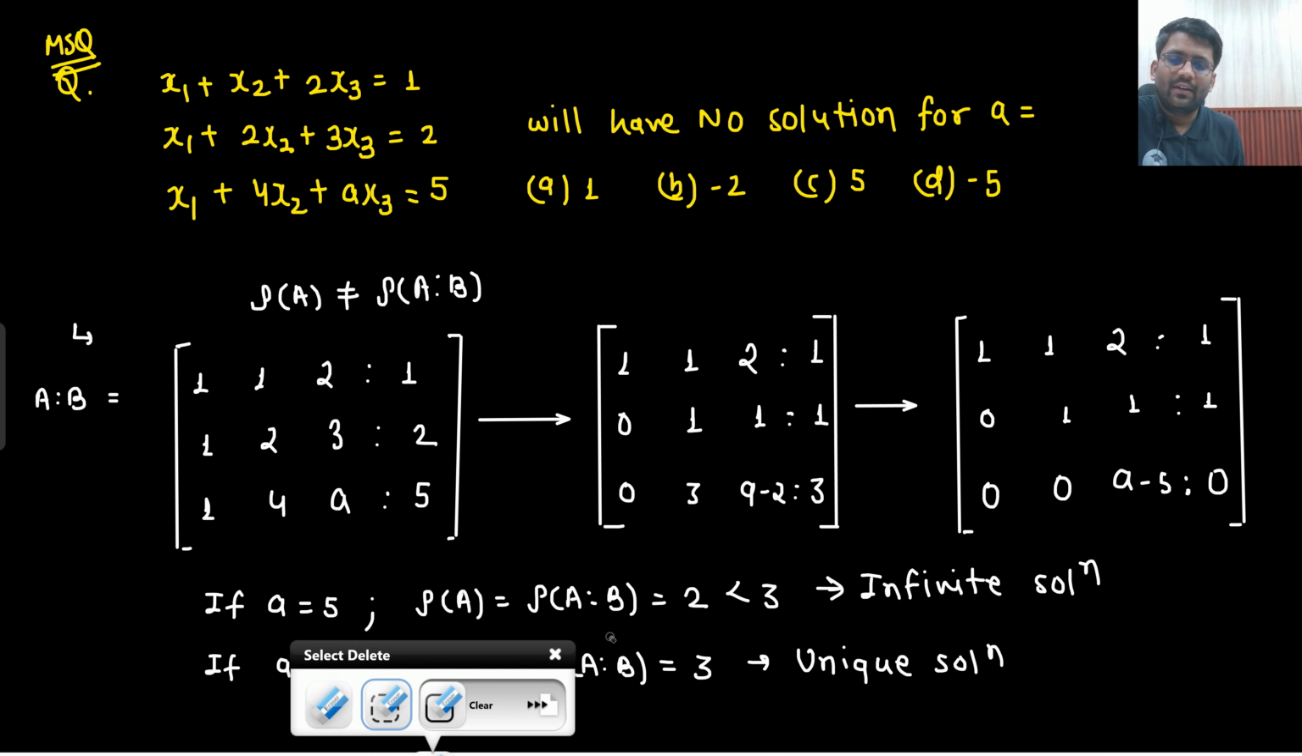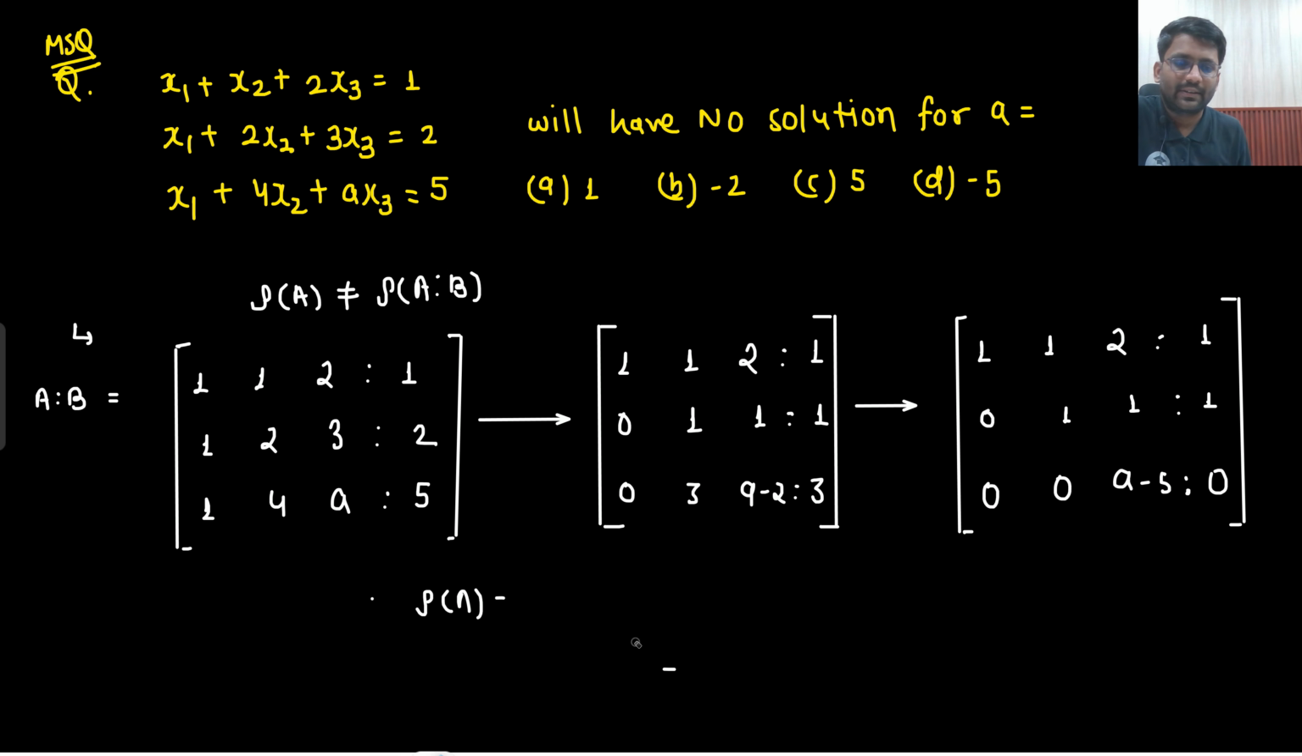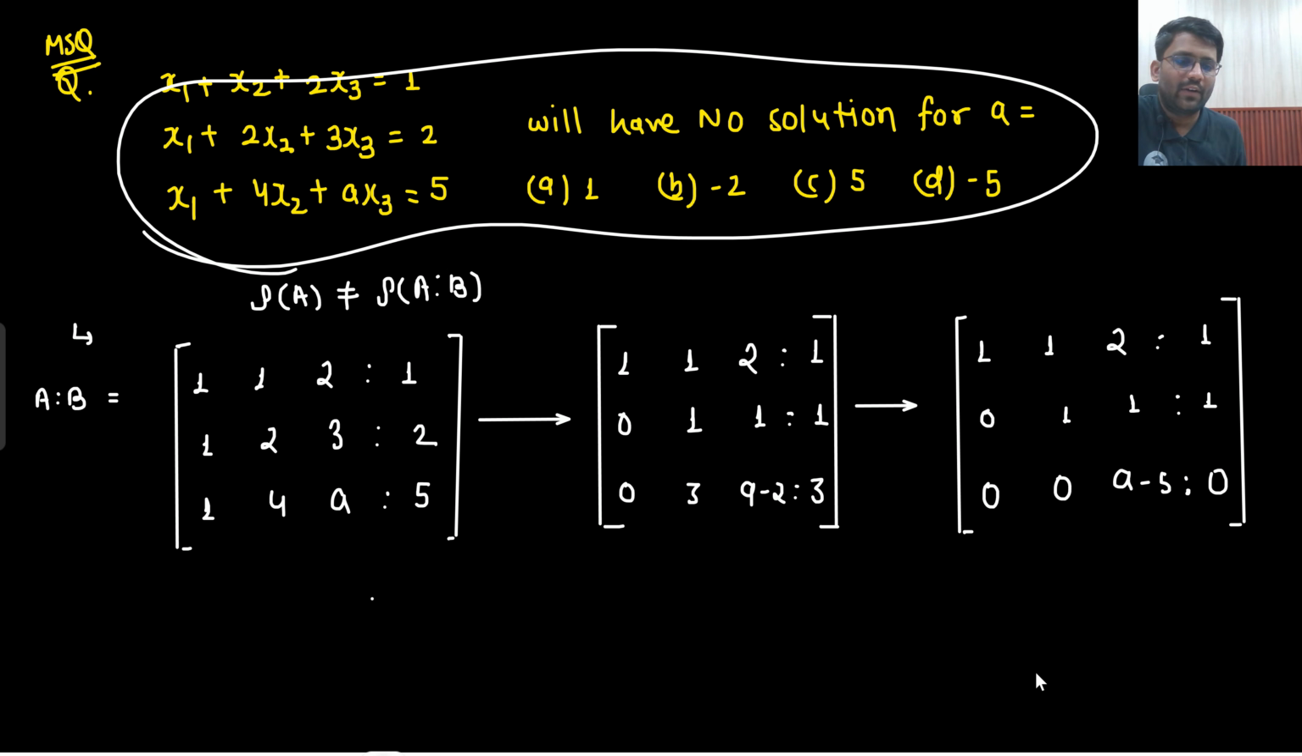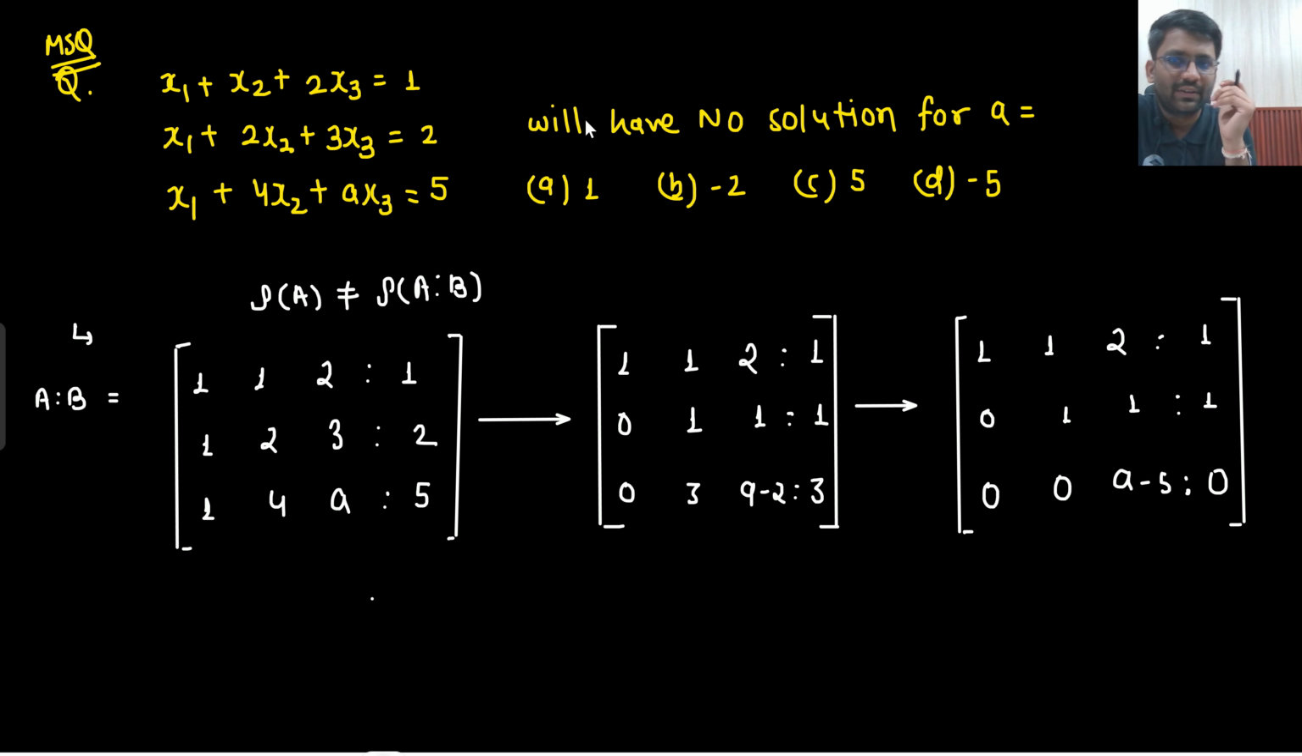Okay. So what we have done, we have framed the A augmented B matrix. This is our A augmented B matrix. This is the question that we have framed. You need to find out the value of A for which there is no solution. So what we have done: 1 1 1 1, 2 1 1 2, 3 2 1 4 A 5.